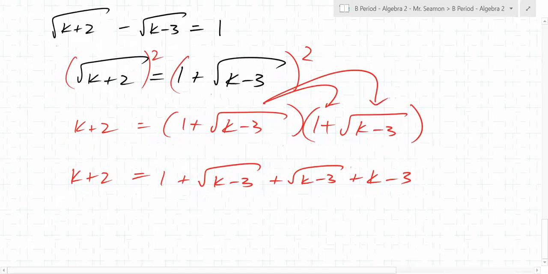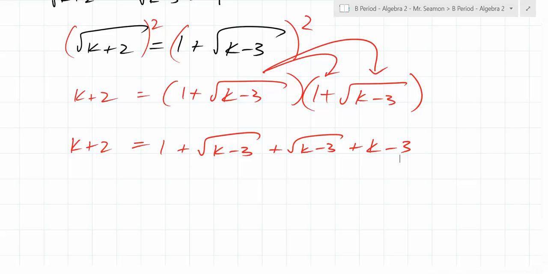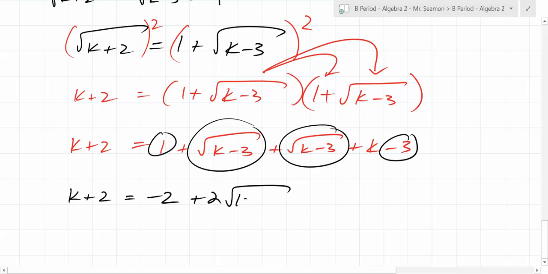So at this point, what should we do? What do you think we should do at this point? Combine like terms. Exactly. Combine like terms. So what does the left... Oh, it stays k plus 2 equals... We have 1 and negative 3. So what does that become? Minus 2. And then we have 2 of these. So what do we write? 2 root k minus 3. And then what's left? Plus k.